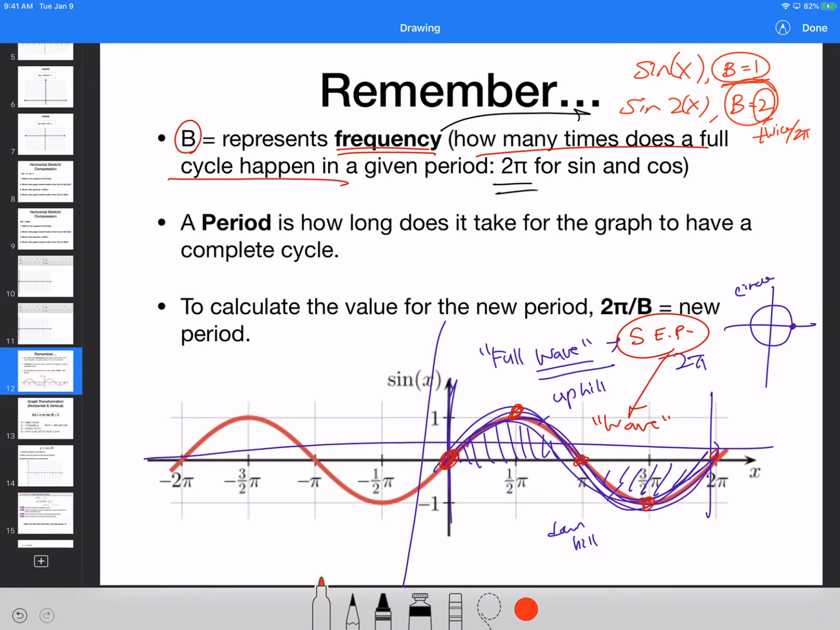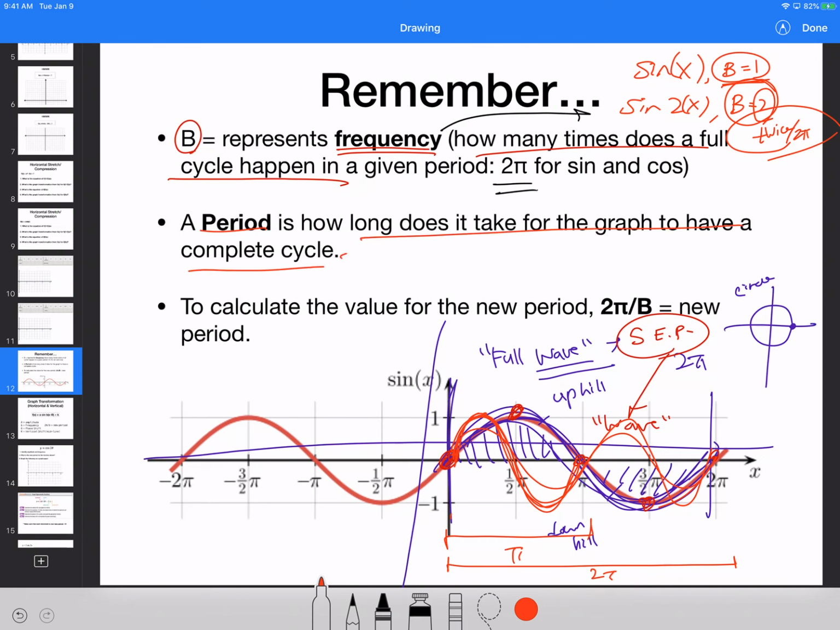So what I'm going to show you is what that's going to look like: you're going to see 2 waves, 1, 2, 3, 4, like that. The amplitude has to be 1 and -1. So here you go up, down, and you create one full wave in a pi frame rather than a 2 pi frame, because it has to happen twice as fast. And a period is how long it takes for the graph to have one complete cycle. So for example, for sine of x, the period would be 2 pi.